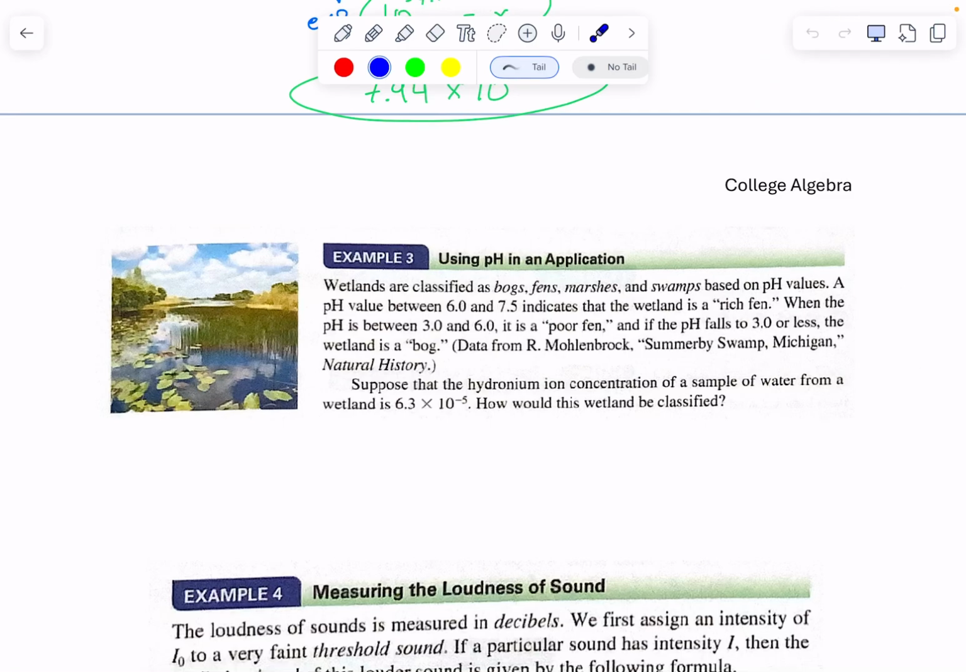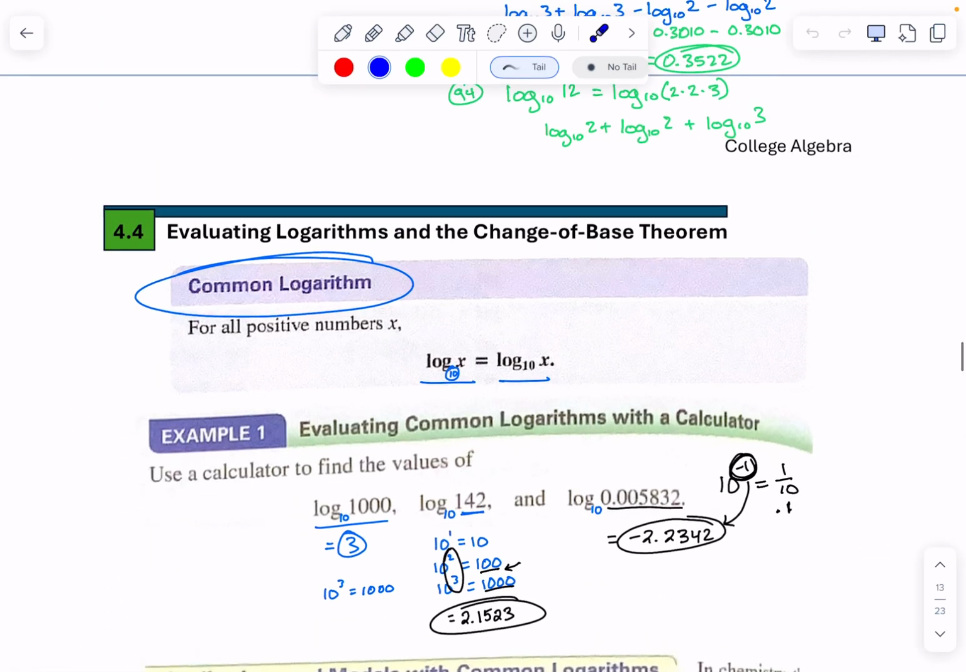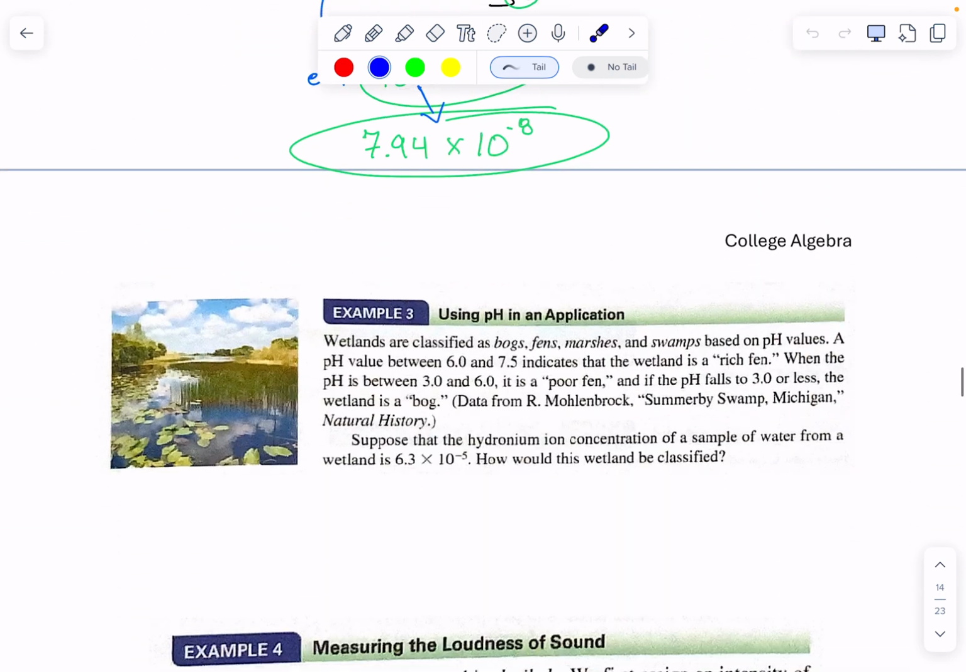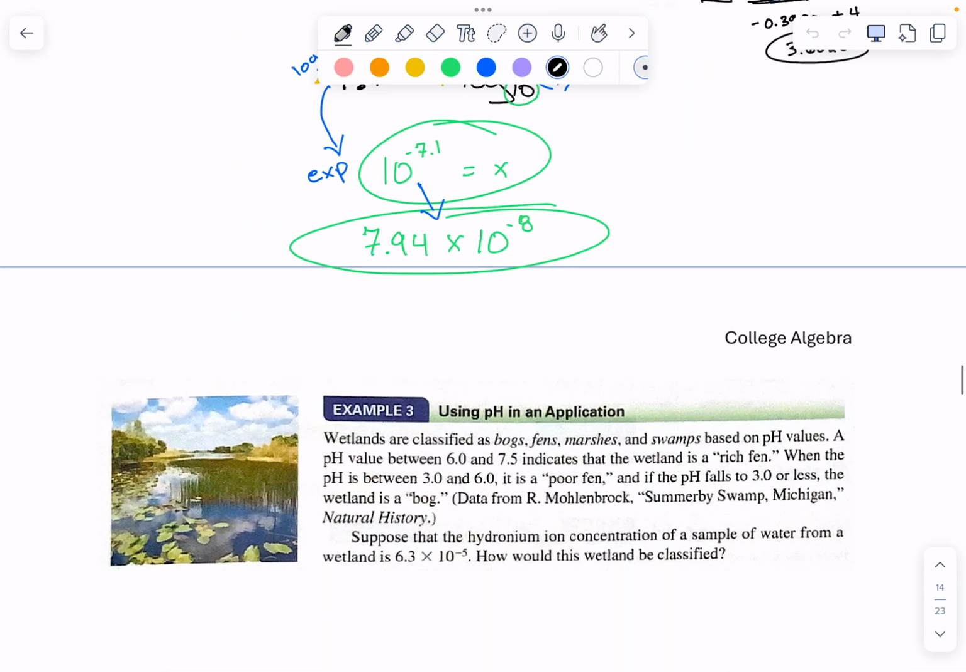Okay, hey Ellie, we are on example 3. This is 4, I believe. Yep. And we've been talking about common log. So they will use that terminology. They'll call it a common log. What is a common log? A log that's common in your calculator. It's log base 10, right? Because that's the common one that's in your calculator.